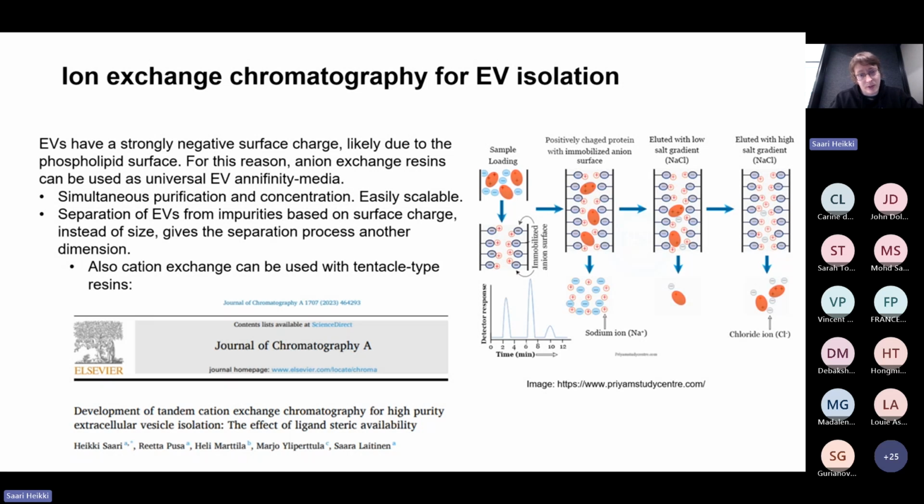This provides basically another dimension to the purification process. Unlike those other methods I mentioned, ion exchange is not based on size exclusion or size of the particle whatsoever. It's just surface charge. So it could be combined very nicely with a polishing step with size exclusion chromatography to purify EVs in a much more versatile way. And I'll also mention that in our previous work, we found that you can actually also use cation exchange.